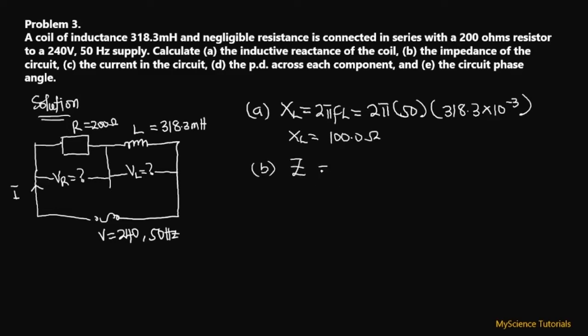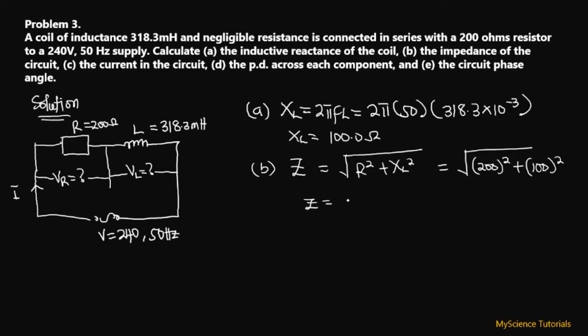Now, the second aspect of the question is asking us to find the impedance. We know that the impedance is equal to the square root of R squared plus XL squared. So this is equal to the square root of the resistance, which we know is 200 ohms, so we square that, plus we just found the inductive reactance to be 100, so we have 100 squared. Now if we compute that into our calculator, our impedance is going to have a value of 223.61 ohms.